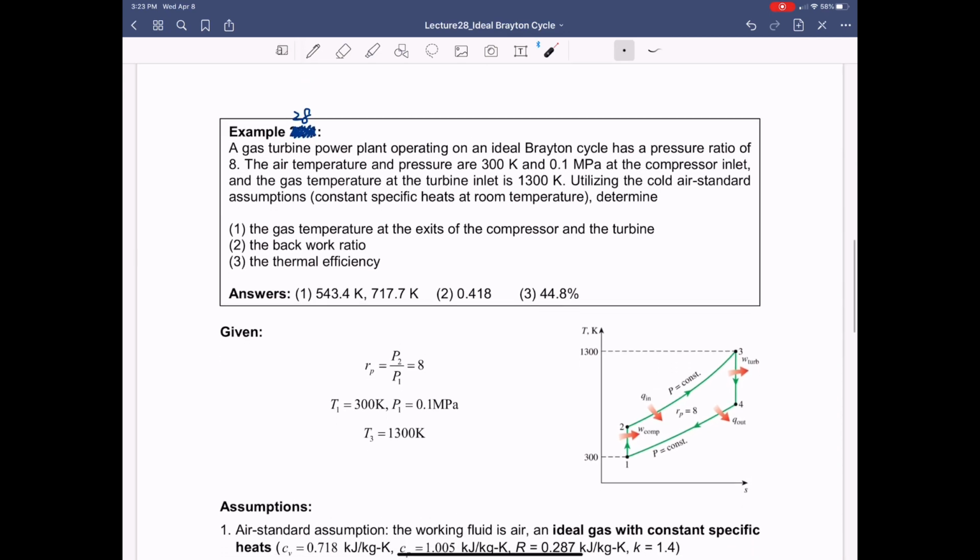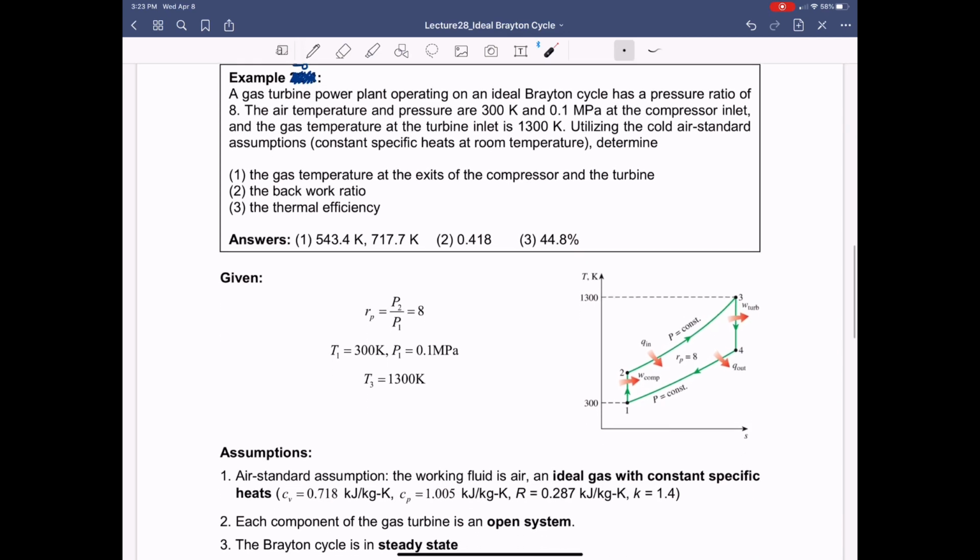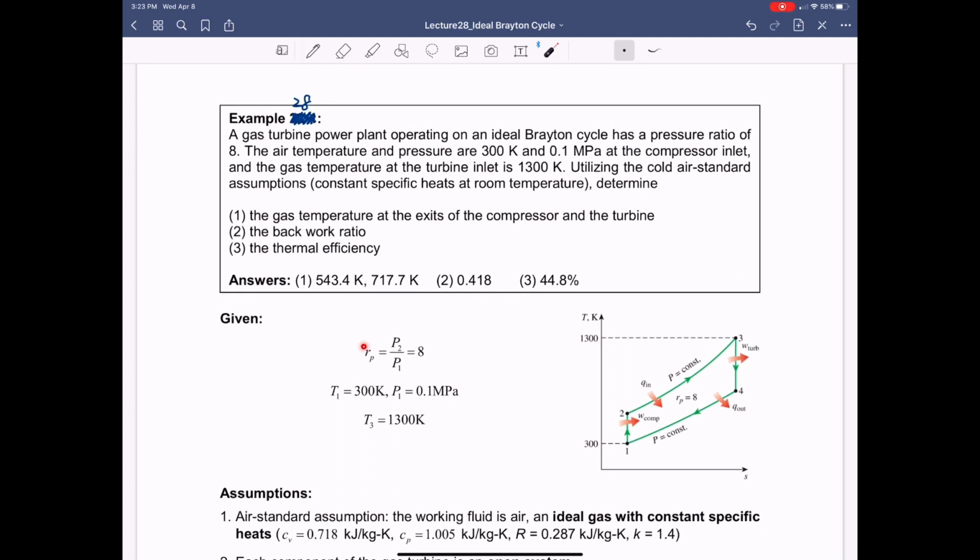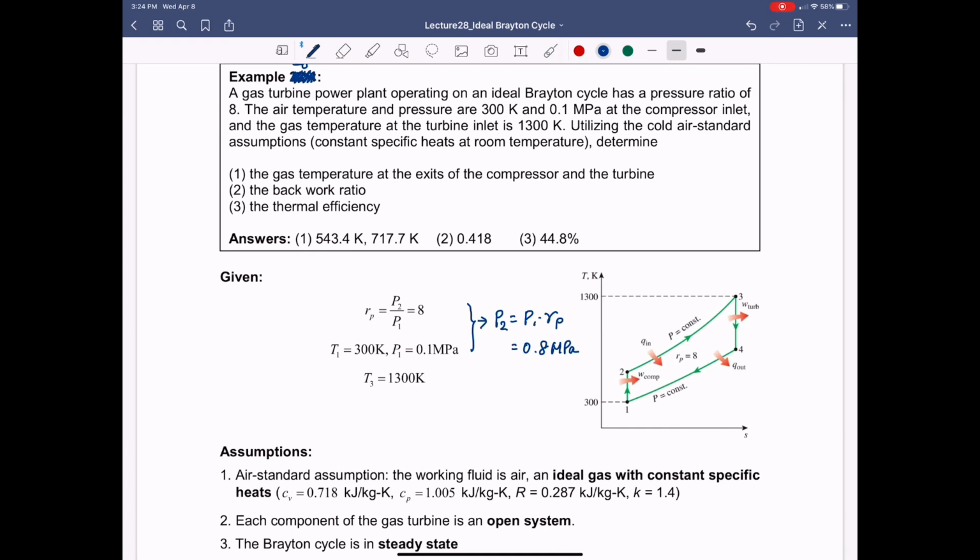All right. What we are given from the problem statement is the pressure ratio, defined as P2 over P1, the higher pressure to the lower pressure. This ratio is given as 8. We also know T1 and P1 as state 1. From these two given conditions, we know P2, which is P1 times the pressure ratio, and that gives us 0.8 megapascal. And the maximum temperature, T3, is given as 1300 Kelvin.